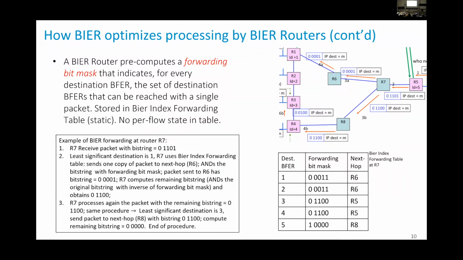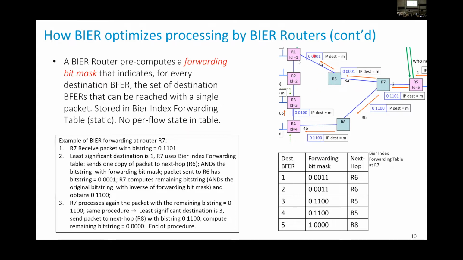So here I have a table with as many entries as edge routers, which is not as many as possible multicast groups. So here, 5 entries. I go to the first line here, and this line has what is called a forwarding bit mask, that is 0011. Essentially, it is saying that if I go to 1 and 2, I have to go together via R6. This is saying that if I have a packet to send to R1 and R2, I should send it via R6.